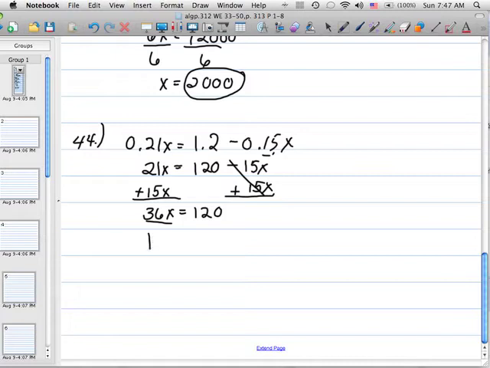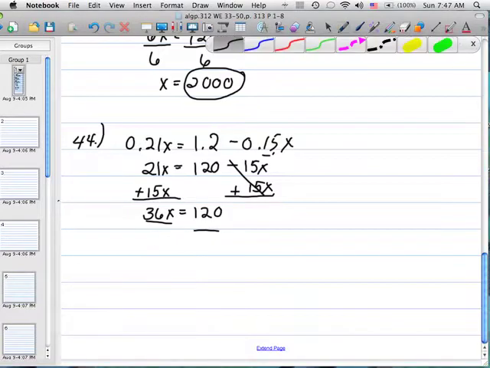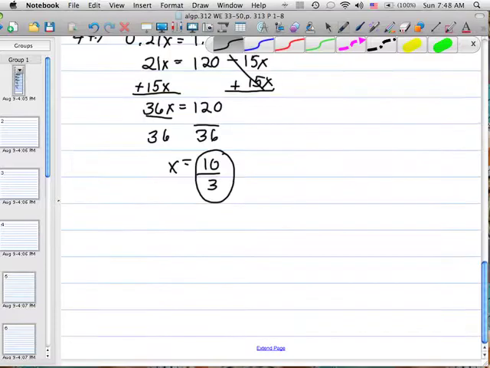And we divide both sides by 36. Early in the morning. And let's see, 12 goes into the top 10 times, 12 goes into the bottom 3, so our answer is 10/3.